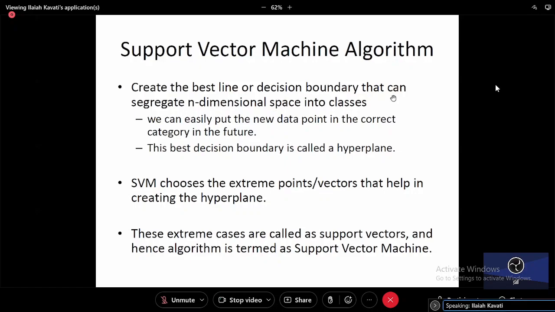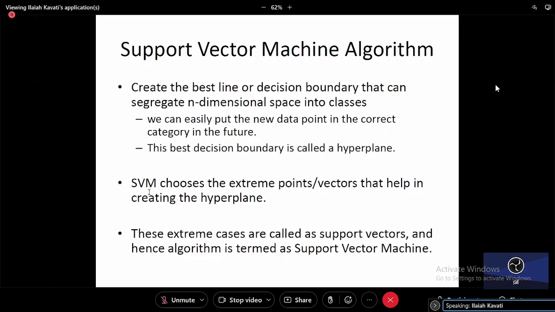If we segregate the given training data into different classes, then we can easily put a new data point in the correct category in the future. The prediction will become very easy. The best decision boundary is called the hyperplane. This decision boundary will generally be called the hyperplane in support vector machines. How this hyperplane is chosen and the different terminology related to it, we will now discuss.